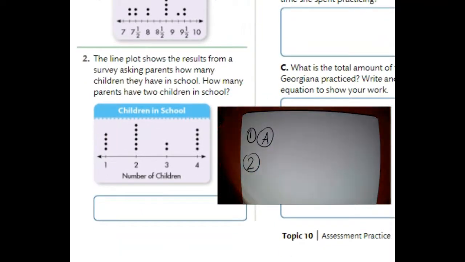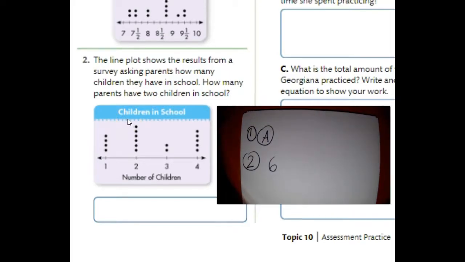Okay, let's move on. Take a look at number 2. Number 2 says the line plot shows the results from a survey asking parents how many children they have in school. How many parents have 2 children in school? Guys, all we're doing is we're looking at our chart here, right? And it says there's 1 child in school, 2 children in school, 3 children in school, and 4. We don't care about 1 or 3 or 4. We just want to know how many parents have 2 children in school. And so for this, I'm literally just counting dots. I have 1, 2, 3, 4, 5, 6. There are 6 parents that have selected that they have 2 children in school.